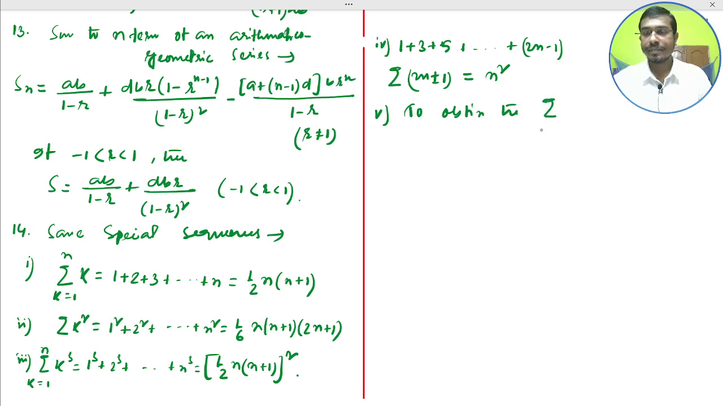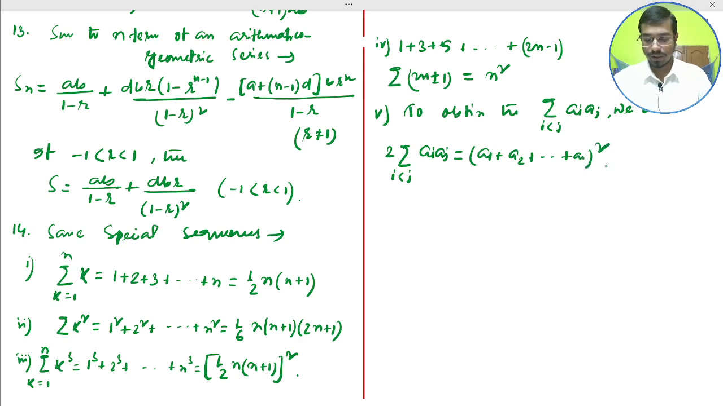And the last one, to obtain the sum over i less than j of ai aj, we use the relation that twice summation i less than j ai aj equals a1 plus a2 plus dot dot dot plus an whole square minus a1 square plus a2 square plus dot dot dot plus an square. Okay.